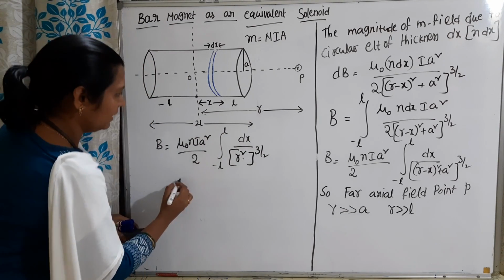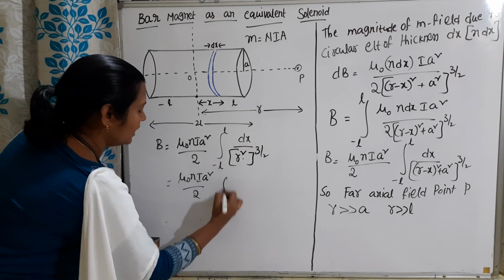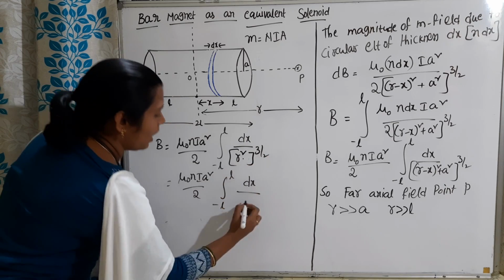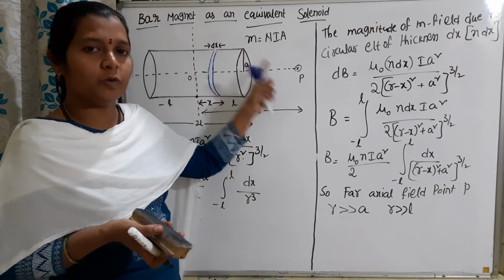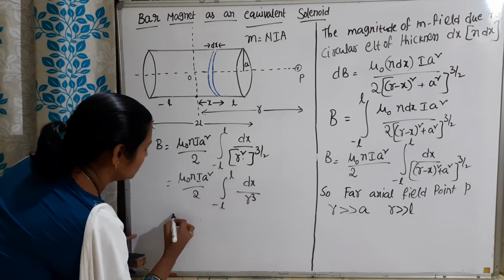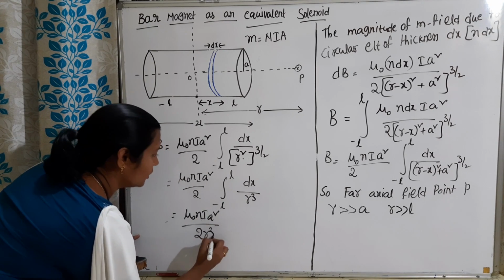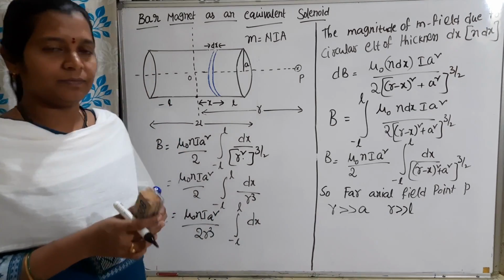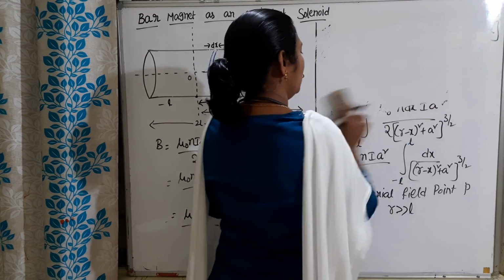So the integral can be written as mu naught n I a square by 2 times the integral from minus L to plus L of dx by r cube. What is r cube? It's the distance from the center of the solenoid to a point P, which is also a constant. We can keep it outside. So this will be mu naught n I a square by 2 r cube times the integral from minus L to plus L of dx. So what is the integration of dx? Integration of dx is nothing but x.